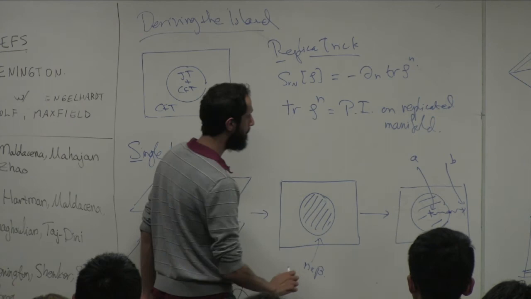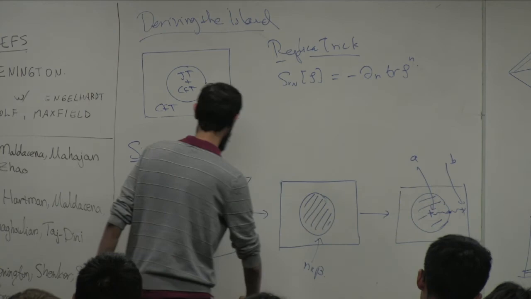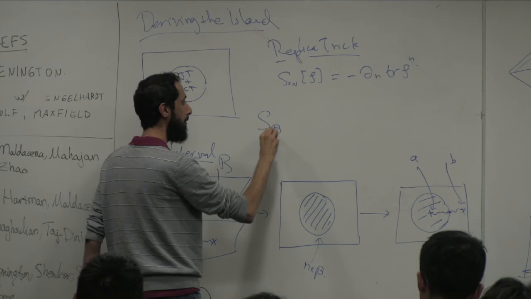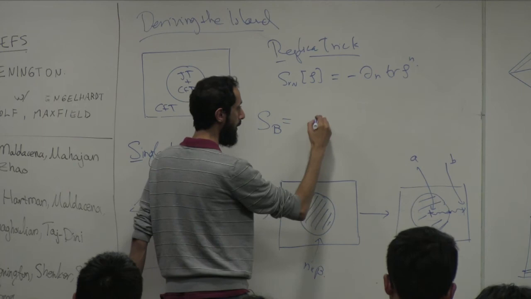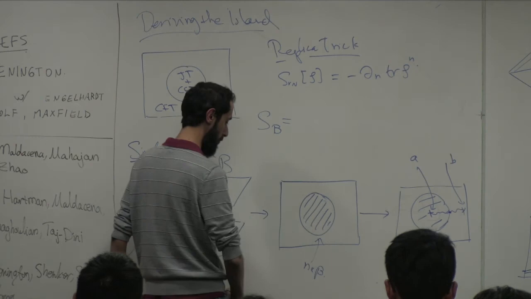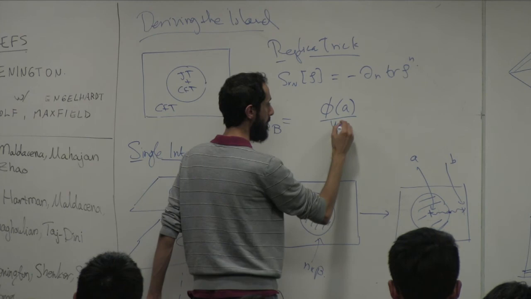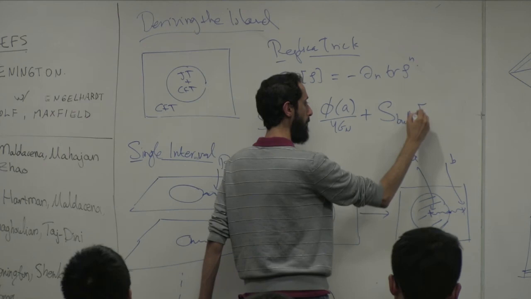So the entropy of this region, let's call it B, is equal to the area, actually, which in this case is the dilaton, because we're in 1 plus 1 dimensions. So you can write that as phi at A divided by 4 G Newton plus the bulk entropy of the region from A to B.